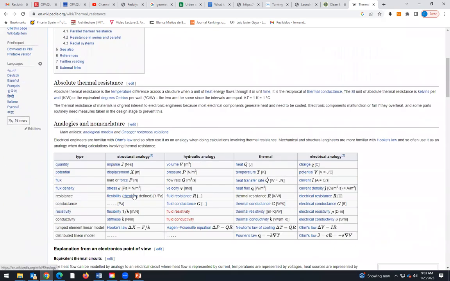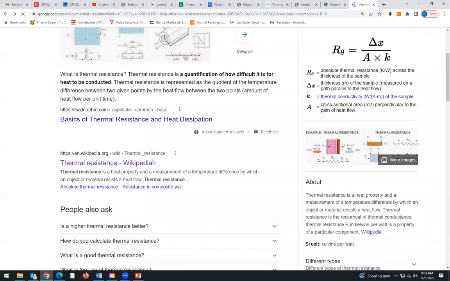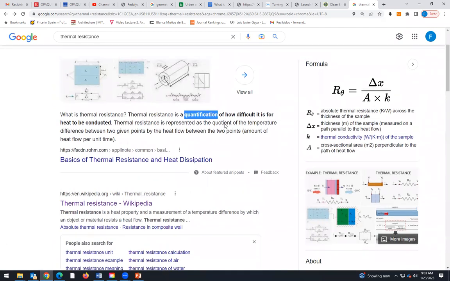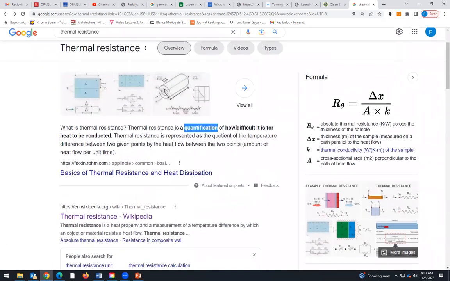Okay, so that's the definition of thermal resistance: a quantification, a measurement of how difficult it is for heat to be conducted. So if a construction material has a high thermal resistance, that means it's a thermal insulation, because it's very difficult for heat to go through that material.